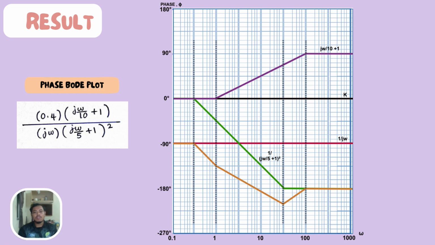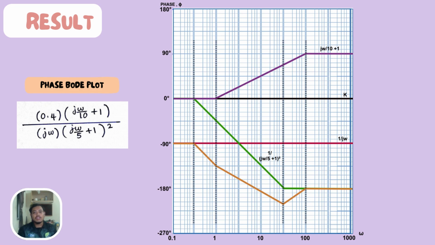After that, we draw a straight line from 0.5 radian per second and downwards to negative 90 degrees at 50 radian per second. So the green line is a simple pole. Lastly, for the resultant line, we need to draw a dotted line at 0.5 radian per second, 1 radian per second, 50 radian per second, and 100 radian per second, and find all the vectors across them and add the values of the vectors.